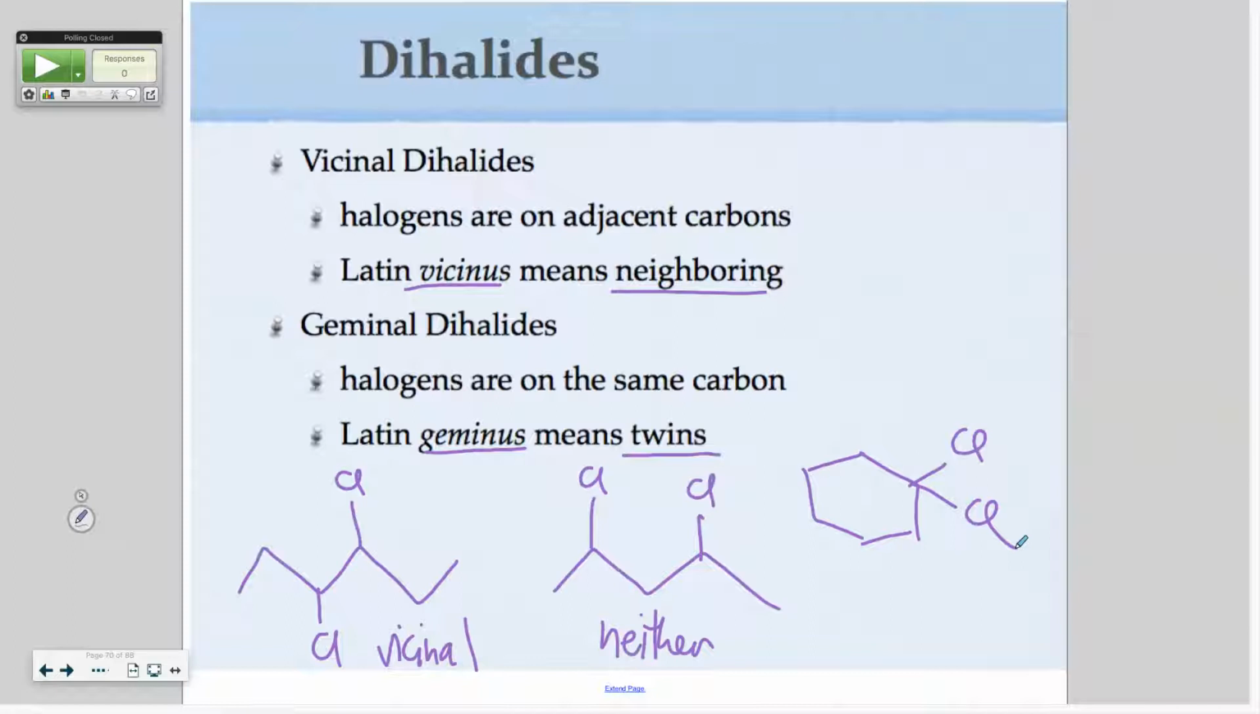I think there's some questions where they're asking you to categorize them. These are just a regular dihalide. That's all that one is.